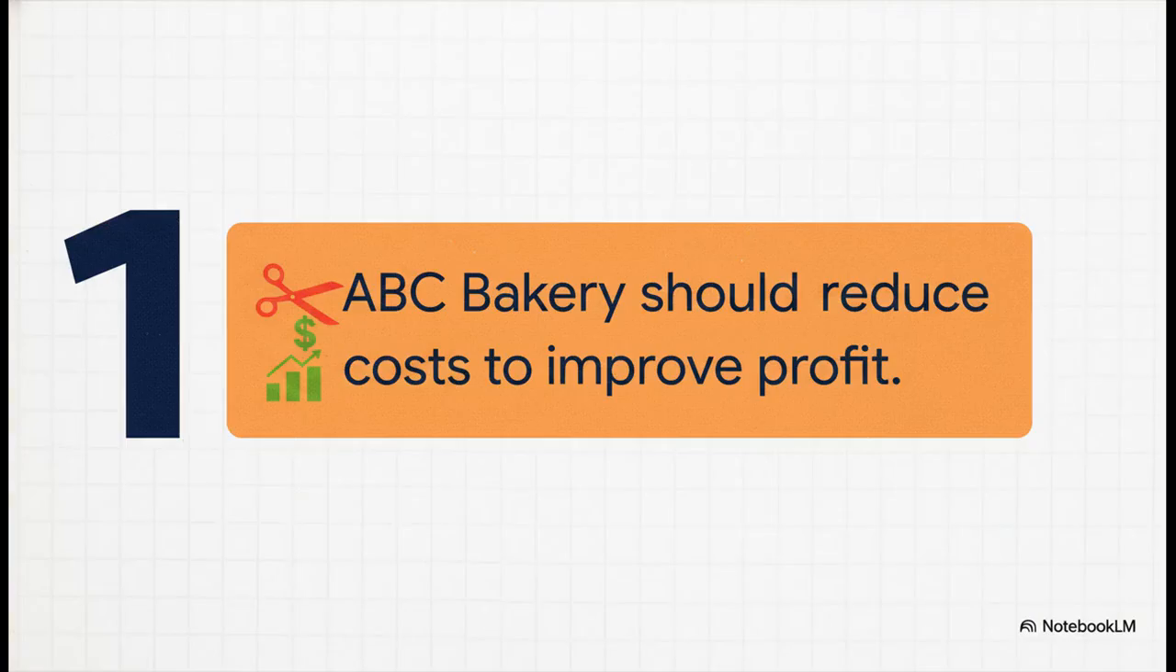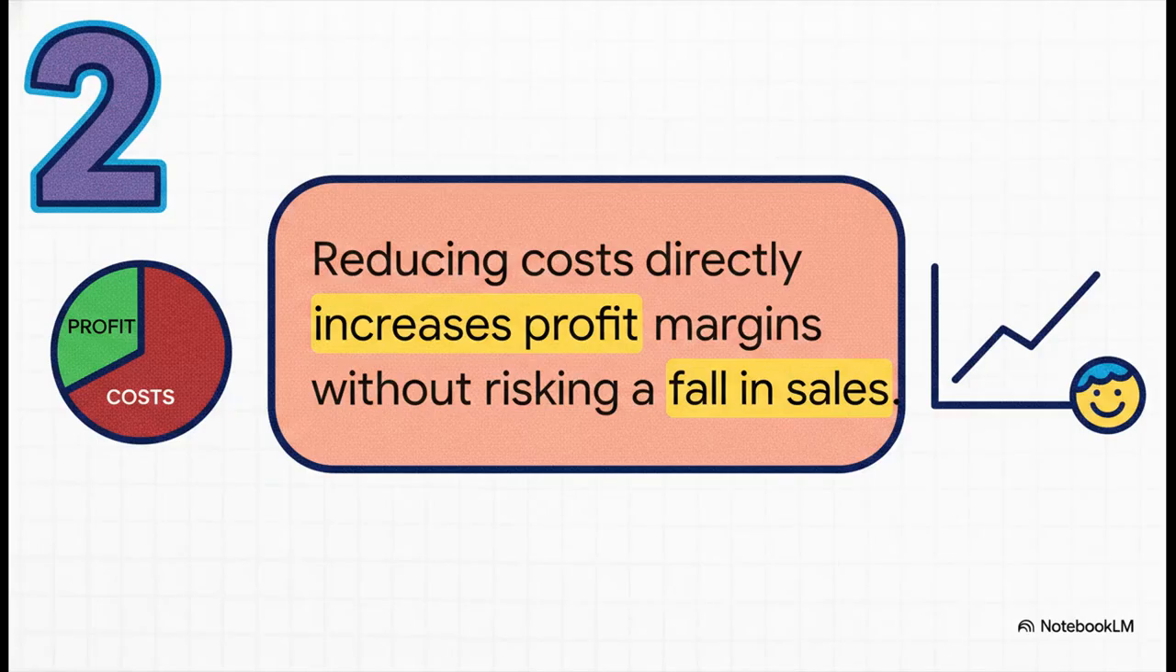Step 1 is all about clarity. You make your choice, and you put it right at the beginning. No waffling. Your first sentence should be something like, in my opinion, ABC Bakery should reduce its costs to improve profit. Simple, direct, and confident. Now, why did we say that? That's step 2, the analysis. Here's the logic. If you cut your costs, you instantly make more profit on every single thing you sell. And the best part? You do it without the big risk of driving your customers away with higher prices.